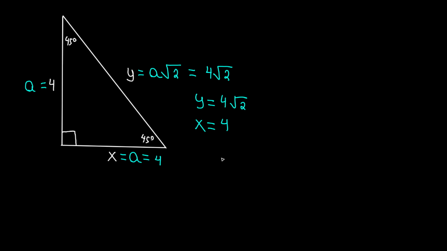Now for a slightly more challenging one. And I mean that when I say slightly, because this one's pretty easy. The 30, 60, 90 has a little bit more memorization, but even that one's easy. But we're still on the 45, 45, 90.